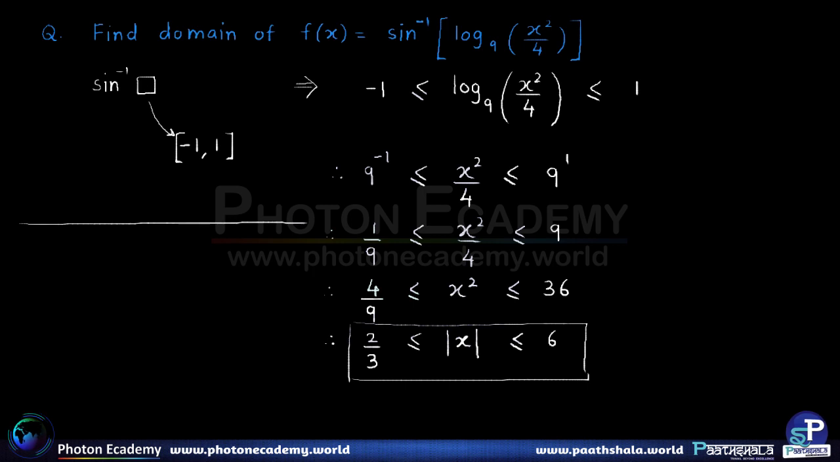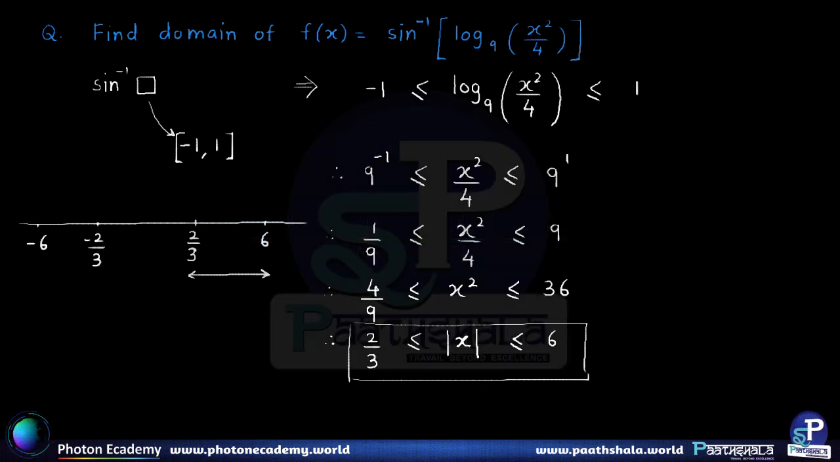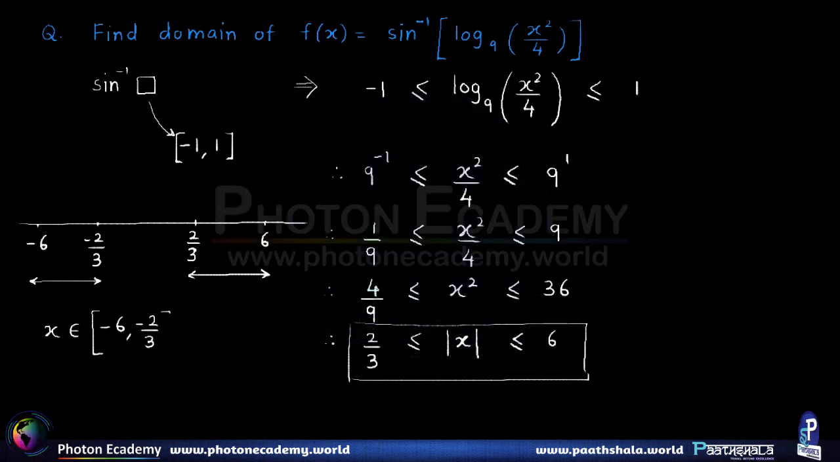So one possibility is that x can be anywhere between 2 by 3 and 6. This is on the positive side, or on the negative side x lies somewhere between minus 6 and minus 2 by 3. So the domain is that x can belong to the interval minus 6 comma minus 2 by 3, or it can belong to the interval 2 by 3 comma 6. Both are closed intervals. So that is the answer. That's the domain of this particular function.